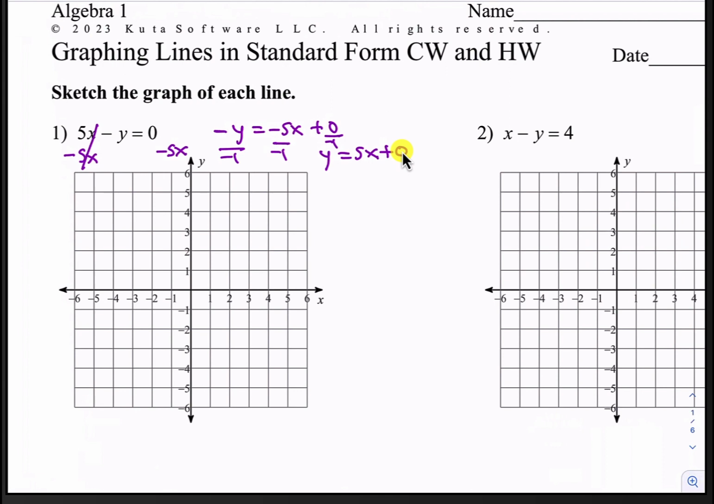Our intercept is 0, that's our y-intercept. So we put a point here. And then the slope is 5. But 5 is written as 5 over 1. So we start at the y-intercept, count 5 blocks up. 1, 2, 3, 4, 5. And then over 1. That's our second point. And we just draw a line between those 2 points.